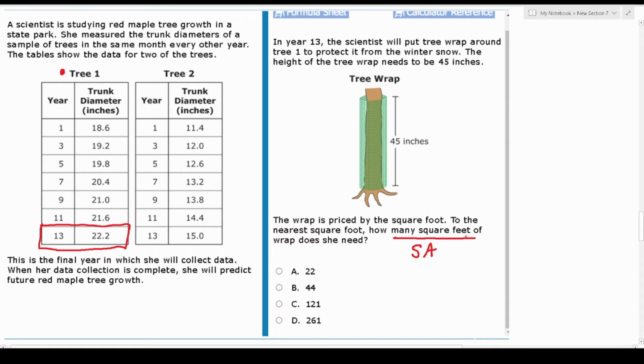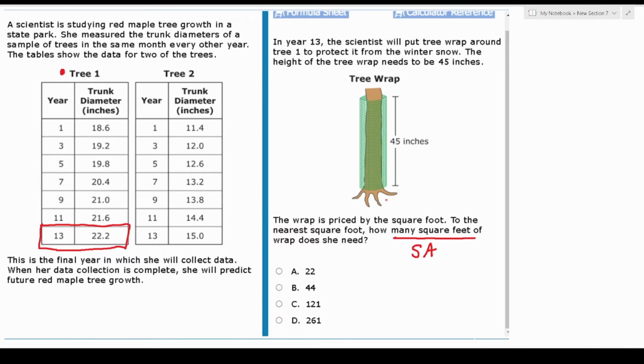Additionally, we also have to be mindful of the fact that we're being asked to figure out how many square feet, but all of the measurements we're given are in terms of inches. We have the height of our tree wrap in terms of inches, specifically 45 inches, and we have the diameter of the trunk in terms of inches as well. So at some point, we're going to have to make a conversion from inches to feet to answer this one accurately.